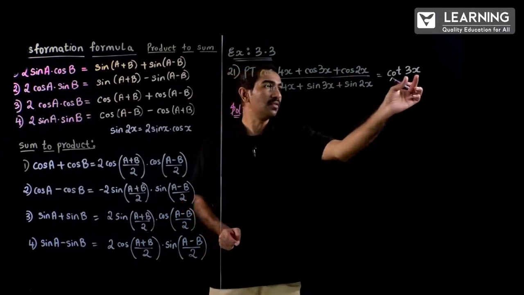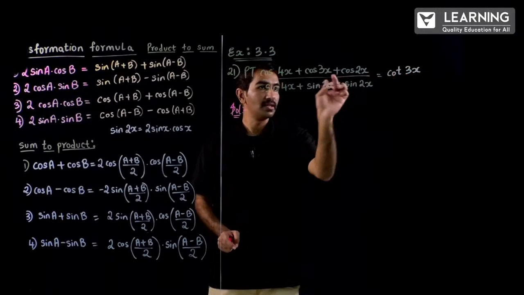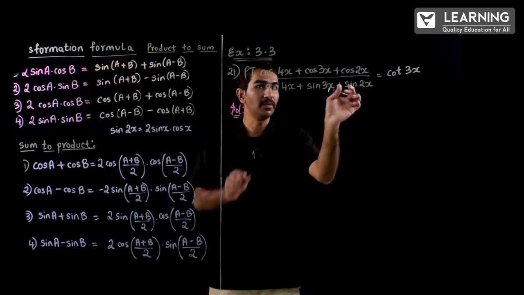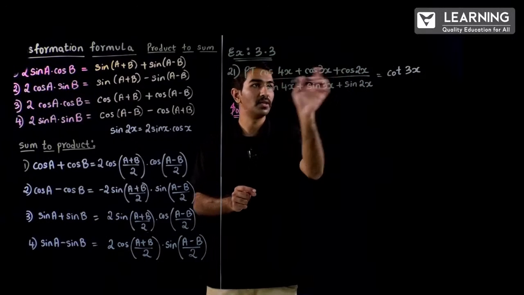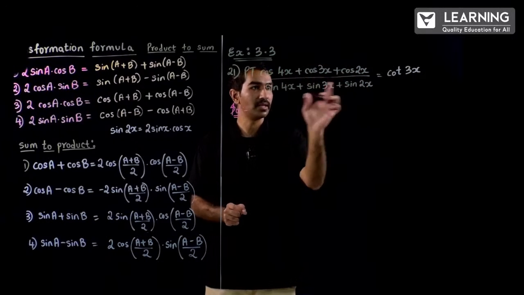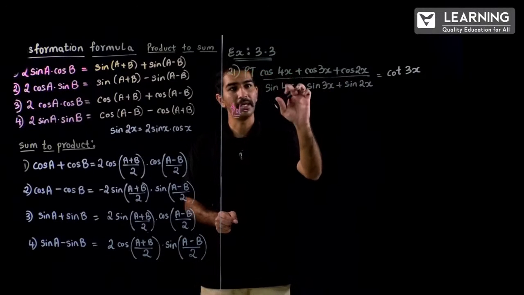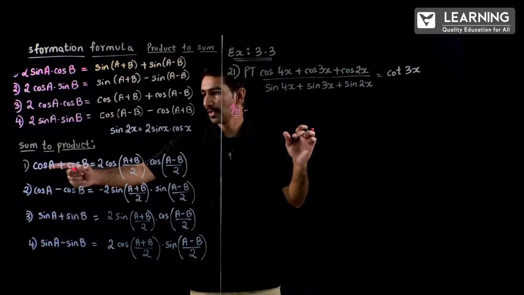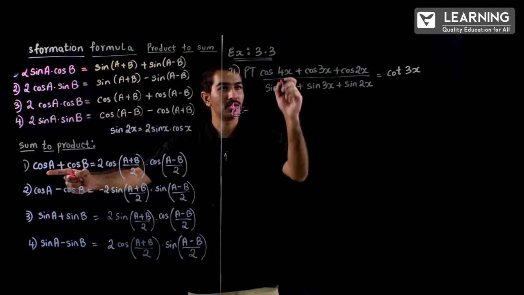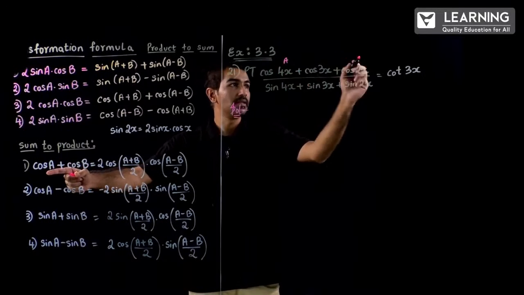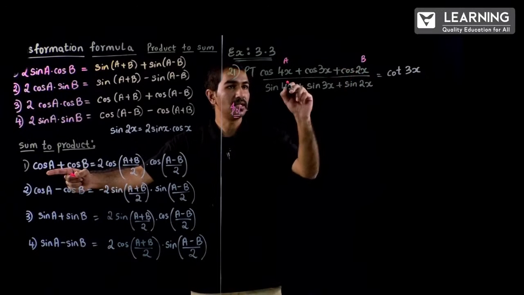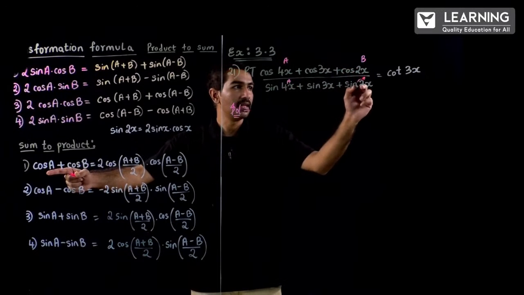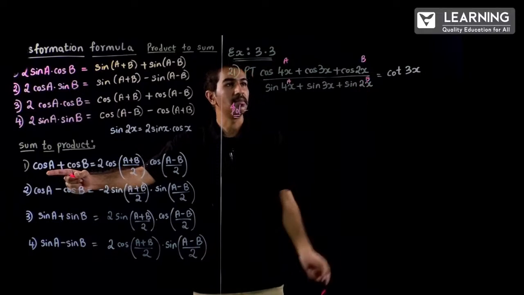So see, here we need 3x, right? 3x is there, cot 3x. So let this 3x be as it is. We'll be using 4x and 2x. We'll be considering these both in numerator and denominator, and we'll be using this sum to product formula. So this will be taken as A and this as B, same thing here, this as A, and here we'll take it as B.